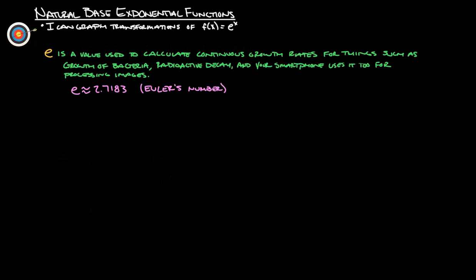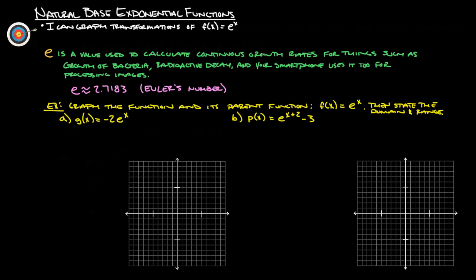Okay, so here's what we're going to do. We're going to graph the function and its parent function, f of x equals e to the x, that's the parent function, and then we're going to state the domain and range. So similar to what we just did, but now we're doing it with this e instead.